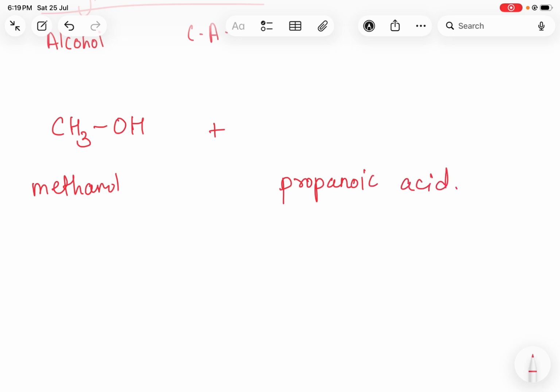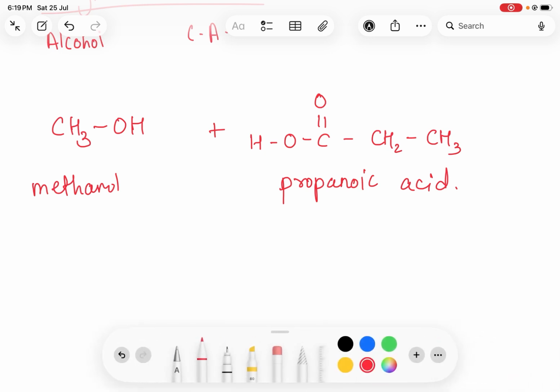So I will write it this way, so it becomes easy for you to understand. Okay, so we have CH3, CH2, C double bond O, OH. Okay, this will be a little bit easier to understand.